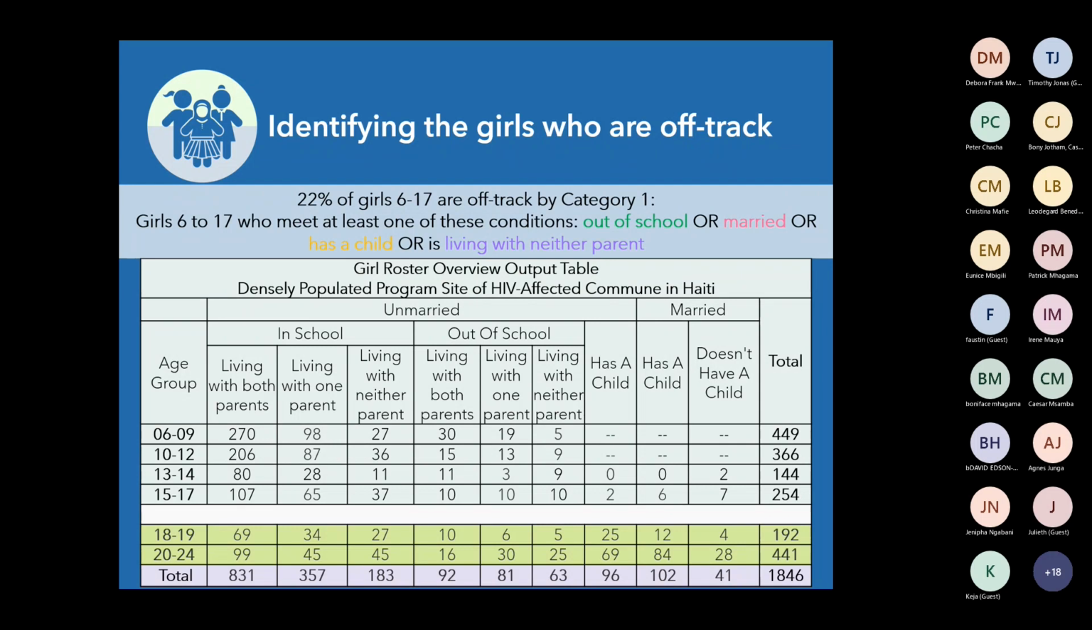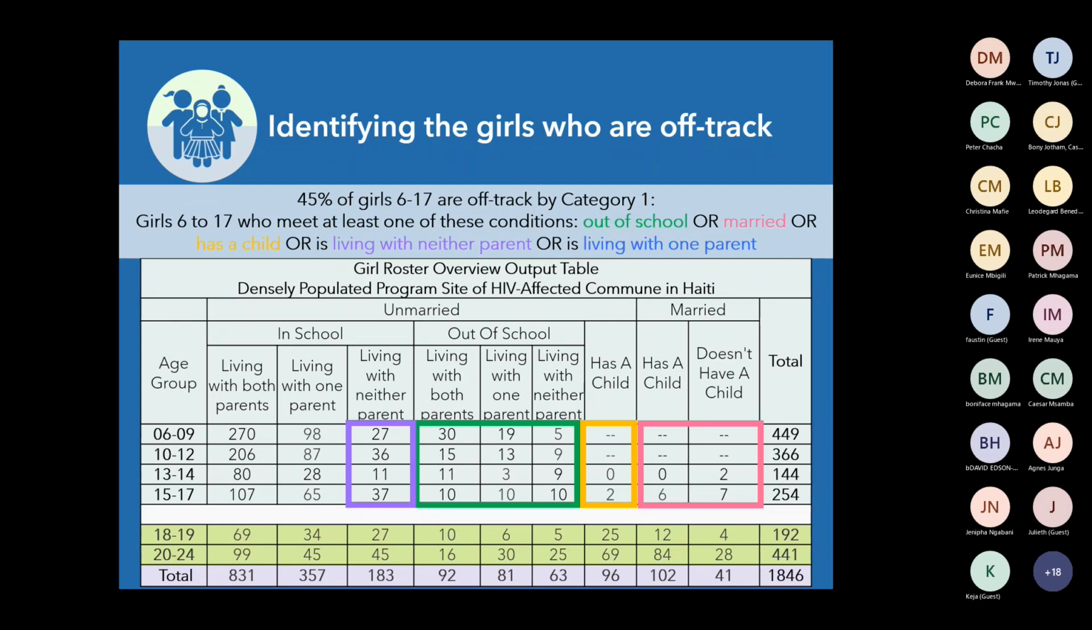So how we define girls who are off track in category 1 is girls who are 6 to 17 who meet at least one of these conditions. They are either out of school or married or have a child or are living with neither parent. So the green, the pink, the yellow, and the purple capture all of those. And in that calculation, 22% of the girls who are 6 to 17 years old are off track by category 1.